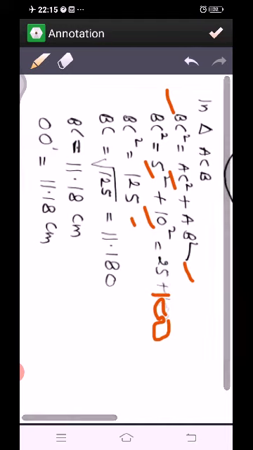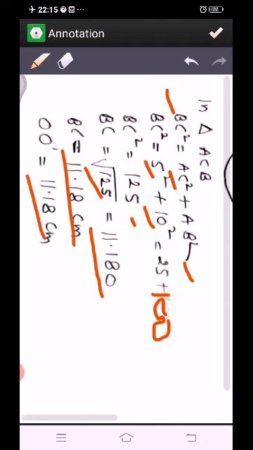So BC equal to under root 125. We will find the square root of 125 by the long division method. So we will get 11.180. We are asked to find up to 2 decimal places, so we find up to 3 decimal places and then eliminate the third place. So BC equal to 11.18 centimeter. So OO dash will also be equal to BC. So OO dash is equal to 11.18 centimeter.